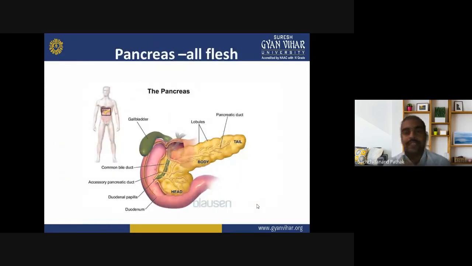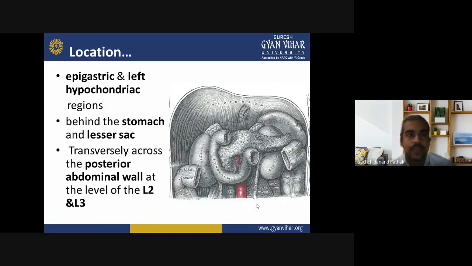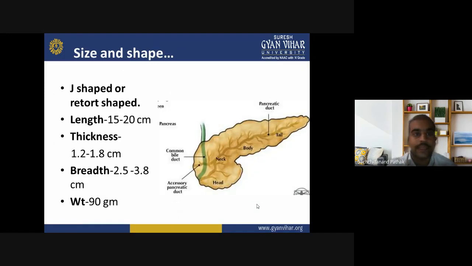Now you can see here the pancreas we are talking about. We are just going to do a recap. It's a soft, lobulated, elongated gland, both exocrine and endocrine in property. Epigastric location: it will be in the epigastric and left hypochondrial region behind the stomach, and transversely across the posterior abdominal wall at the level of L2 and L3.